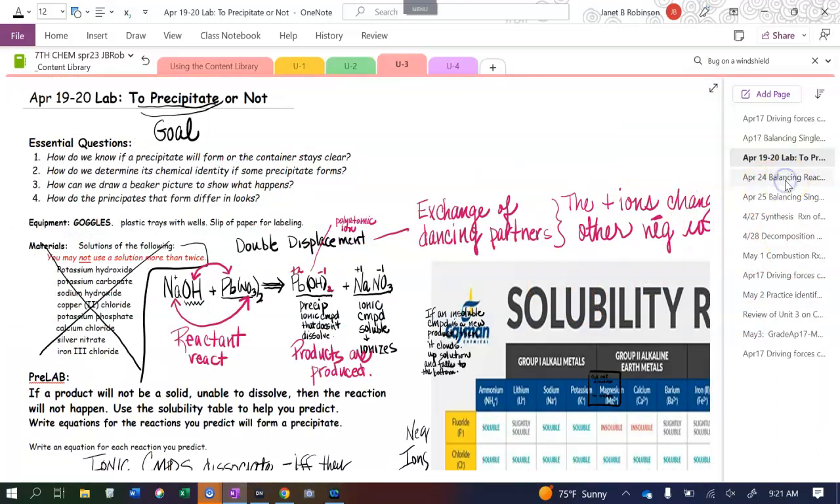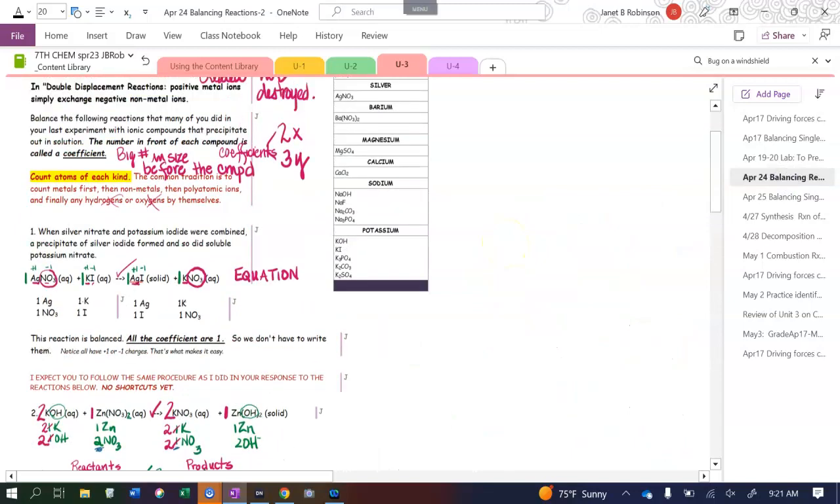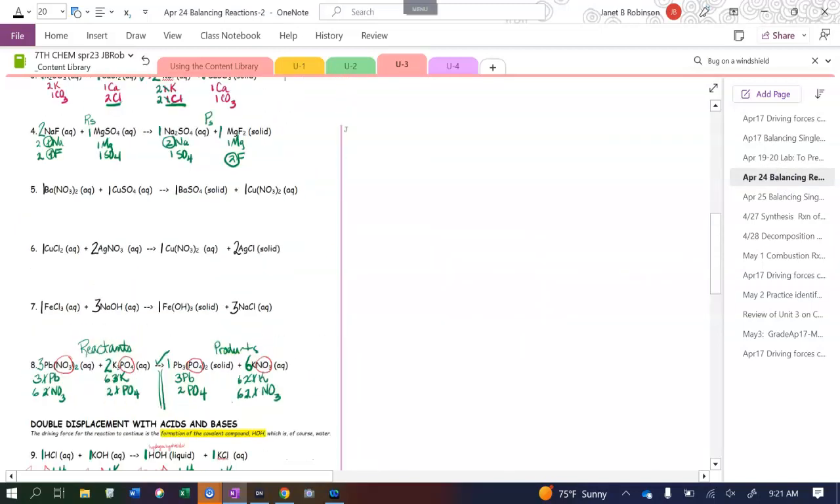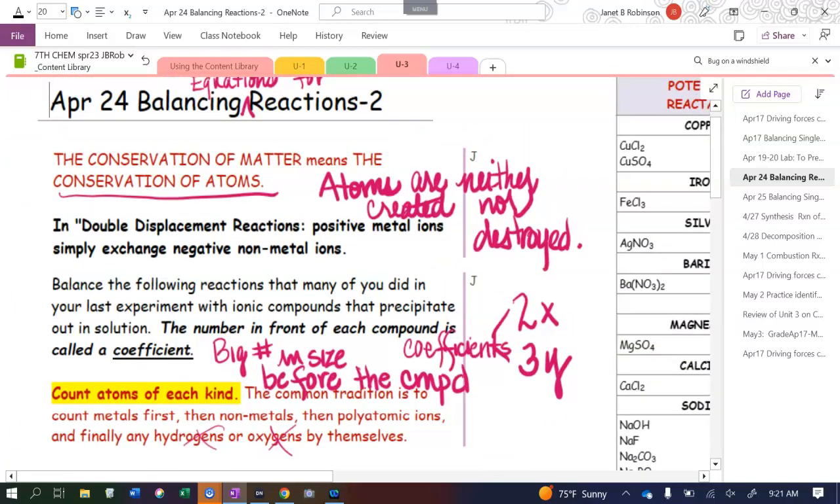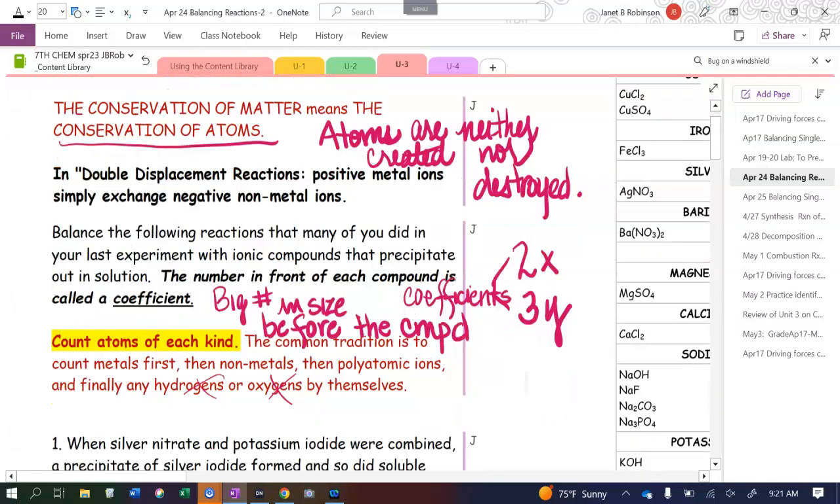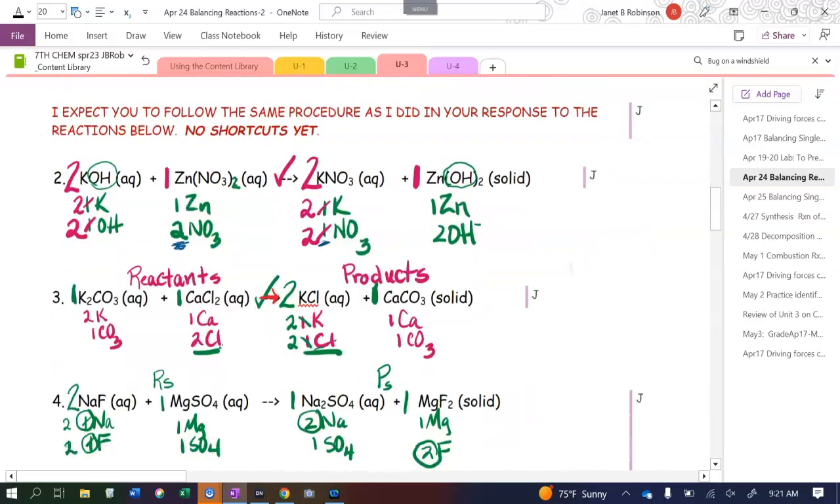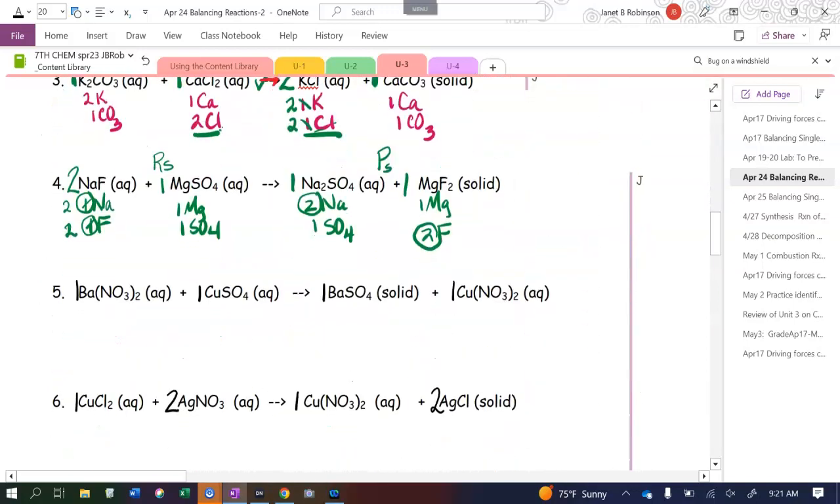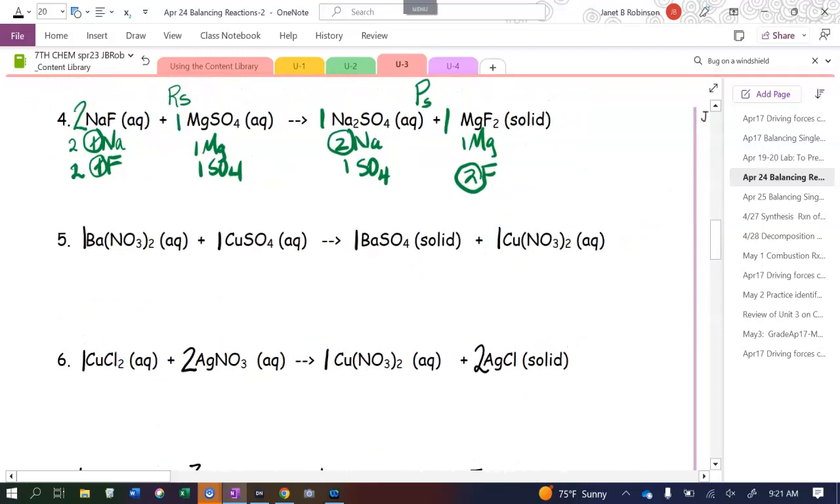All right, now balancing reactions. We did all of these in class, and we did them together. We balanced them together, and I showed you my way of counting. And then there were some that I left for you to do. So check and see how well you did.